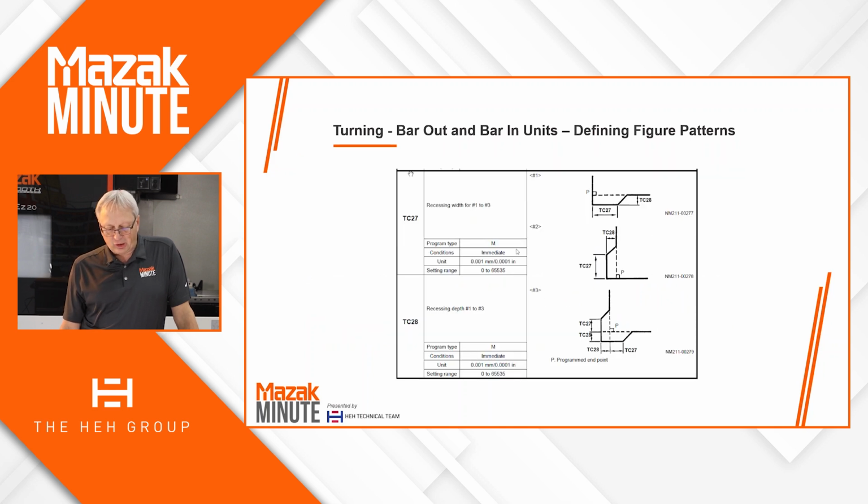Notice when I do change the values, it's going to be immediate. The program type, this is only effective for a Mazak program. And the values in the parameters that you change, in this case, it's going to be a 4-place decimal. So if I wanted 20 thousandths, I would put 200 in there.